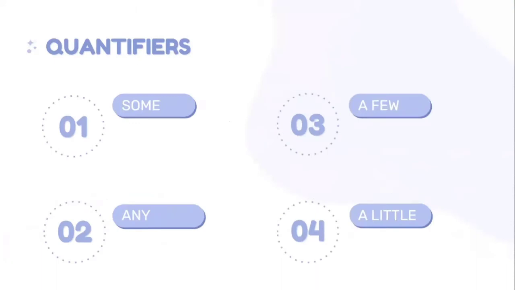So let's talk about quantifiers. The first one is some and any. The general rule is that some is used for positive sentences, while any is used for questions and negative sentences. And both may be used with countable and uncountable nouns. Let's talk about some first.